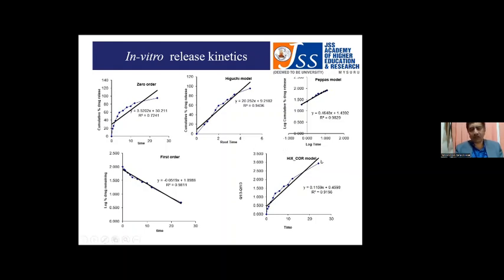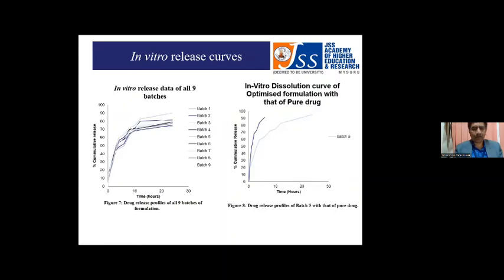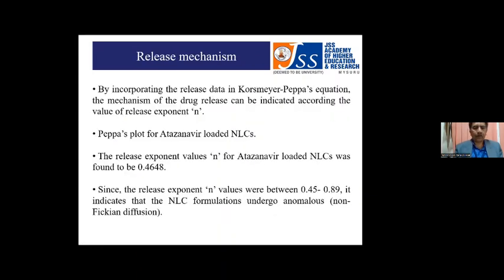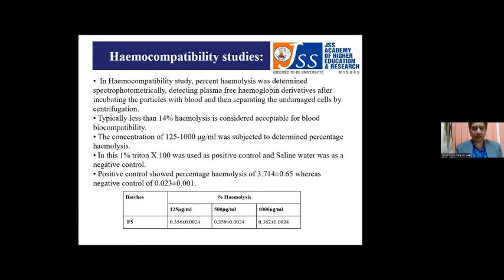Then we moved on to another model, Hixson-Crowell, where cube root of remaining is plotted versus time, and that also gave 0.9 as the correlation coefficient. As I discussed earlier, the release exponent, the slope value, was found to be 0.4648. So the mechanism by which the release happens is non-Fickian diffusion.